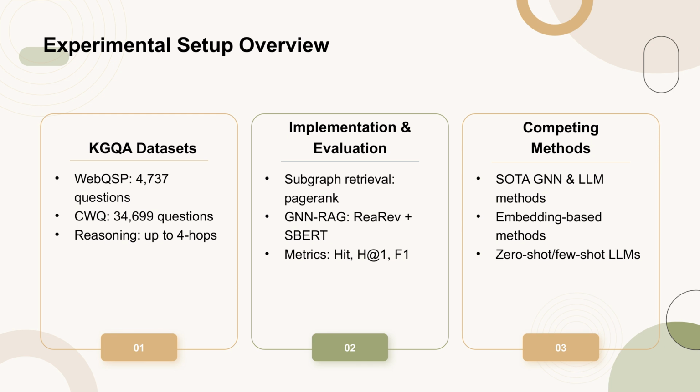For implementation, we employ the PageRank algorithm for subgraph retrieval and use RayRev combined with SPERT for GNN-RAG. Evaluation metrics include hits at 1, H at 1, and F1 score. We compare our methods against state-of-the-art GNN and LLM methods, as well as earlier embedding-based and zero-shot/few-shot LLMs.